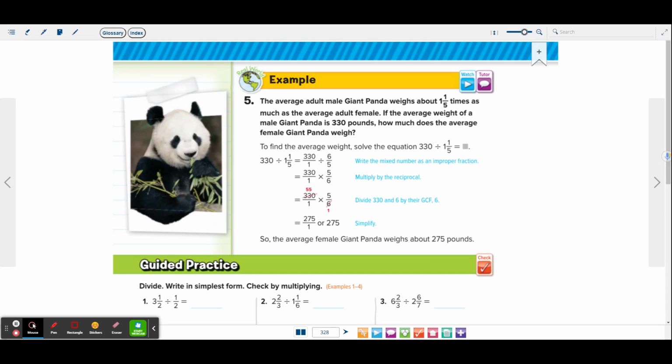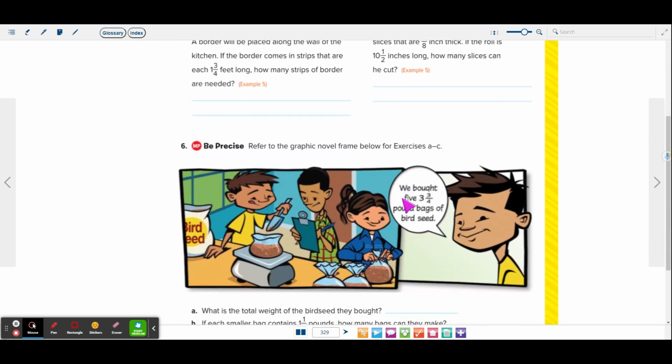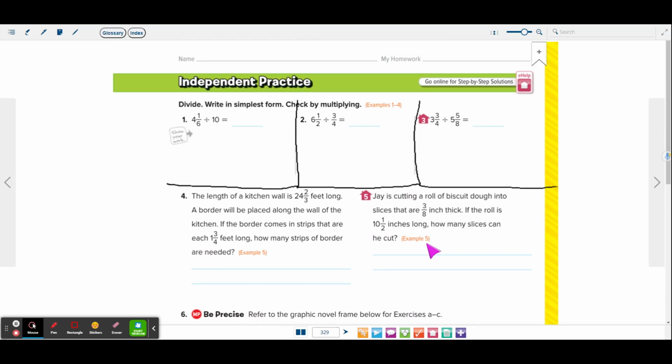You should have turned in and or graded your homework for today, which was page 329. So this page right here was your homework. That's what was due today. Make sure you are showing work on these and that you're understanding the work. We do have a test coming up. We'll be taking that next Tuesday.